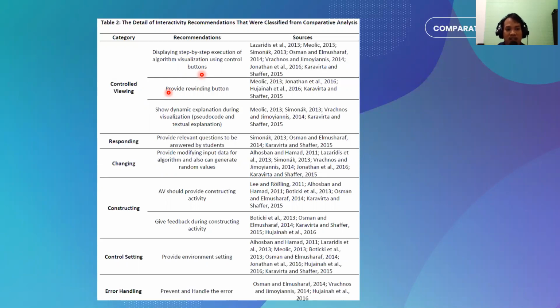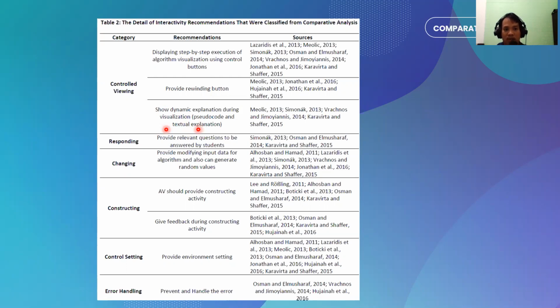of the behavior of the algorithm. The second is about providing a rewinding button. So not only can you play and watch forward, but you are also able to go backward. Because students sometimes get blurry or misdirected or forget things, so they can recheck the last step that they just missed. The third is about showing dynamic explanation during the visualization. It means not only are we showing the algorithm itself in the form of pseudocode, but we also show a bit of textual explanation about a certain line.